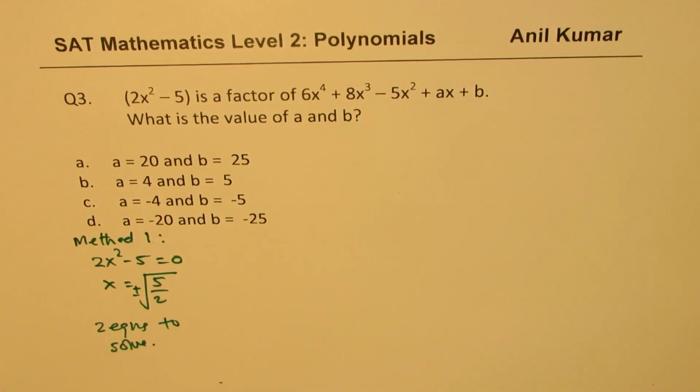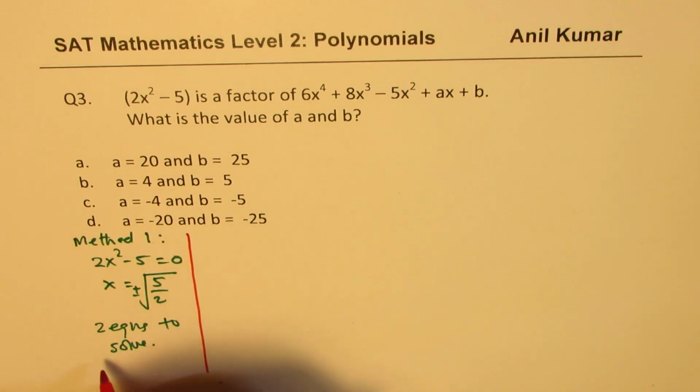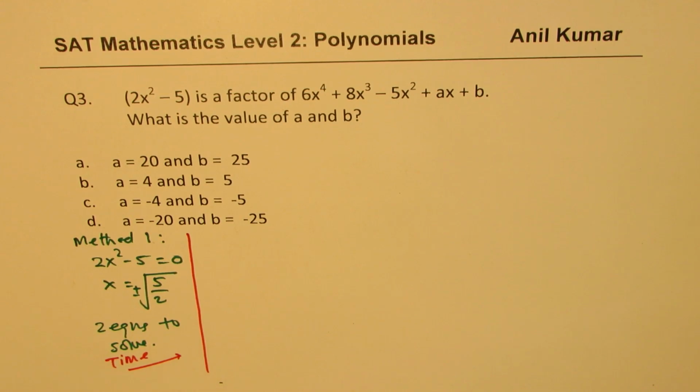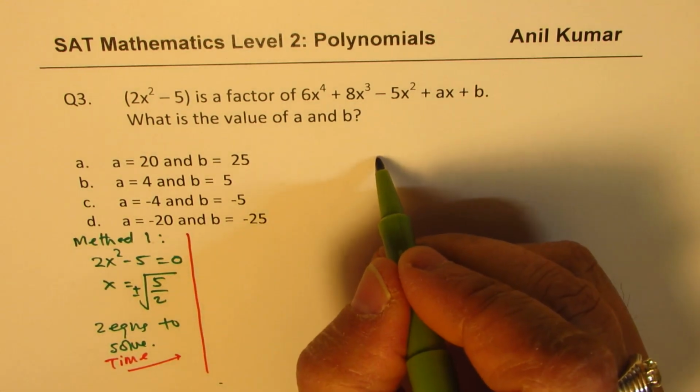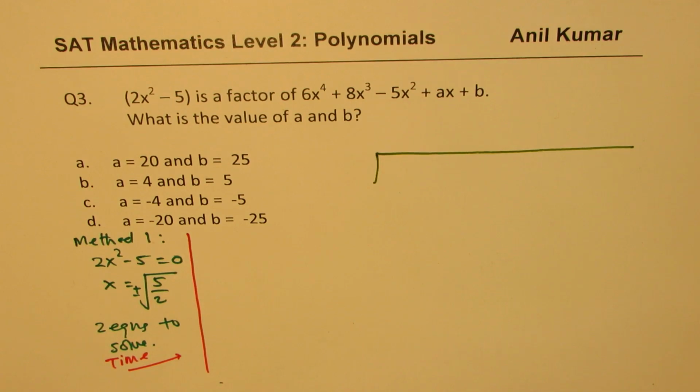Now this way, you could get the answer, but this is a very long method, right? This is time consuming. So we should not do this method. What we could do here is straight away just do long division. So if we do long division, then what happens? So we'll actually do long division and find the answer.